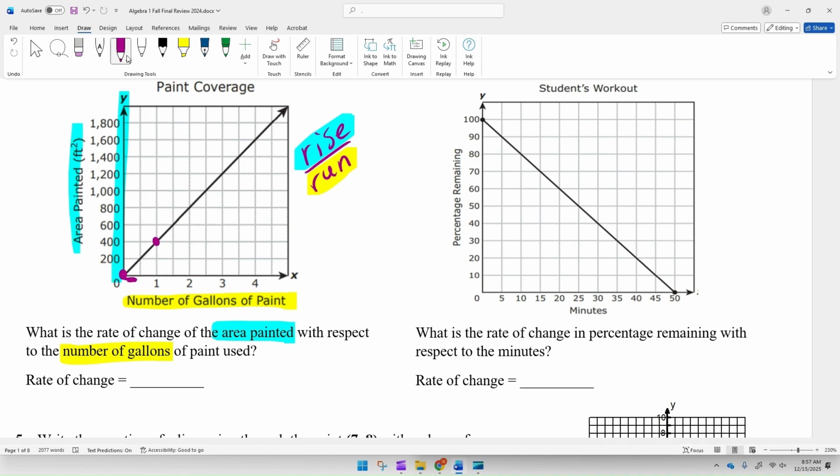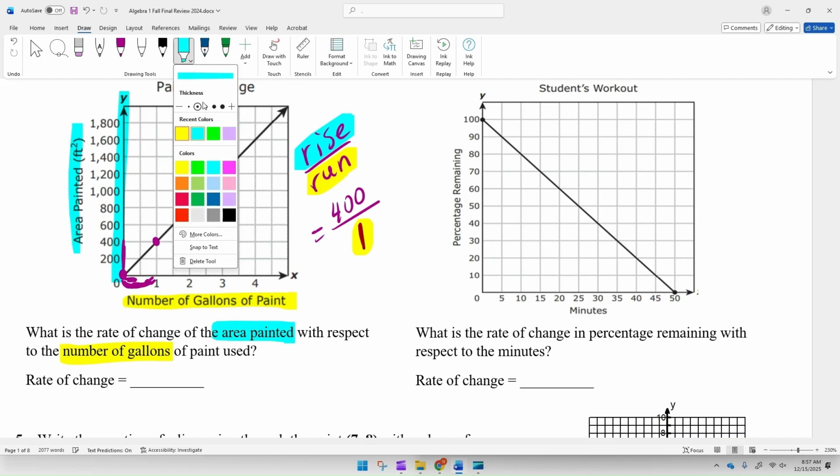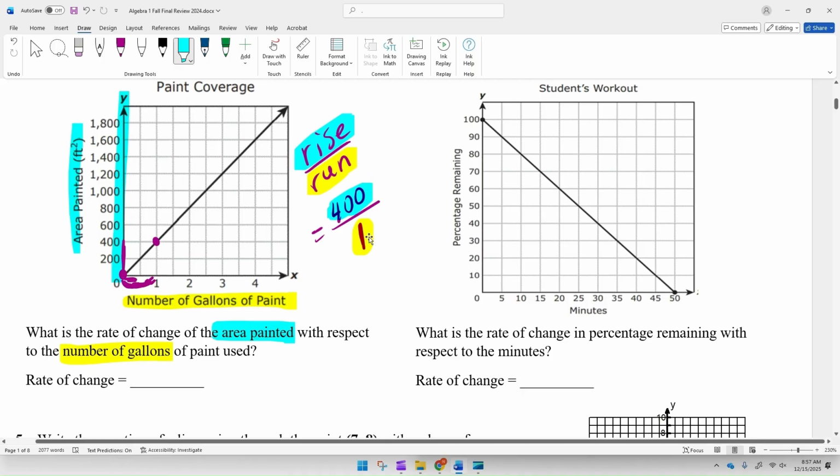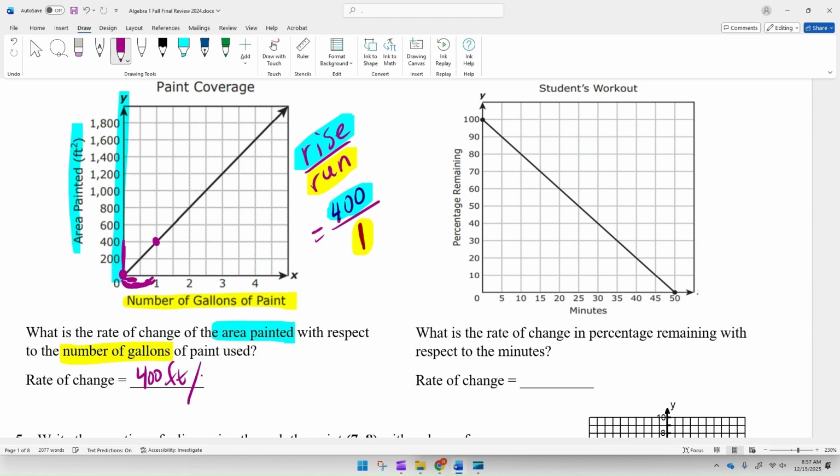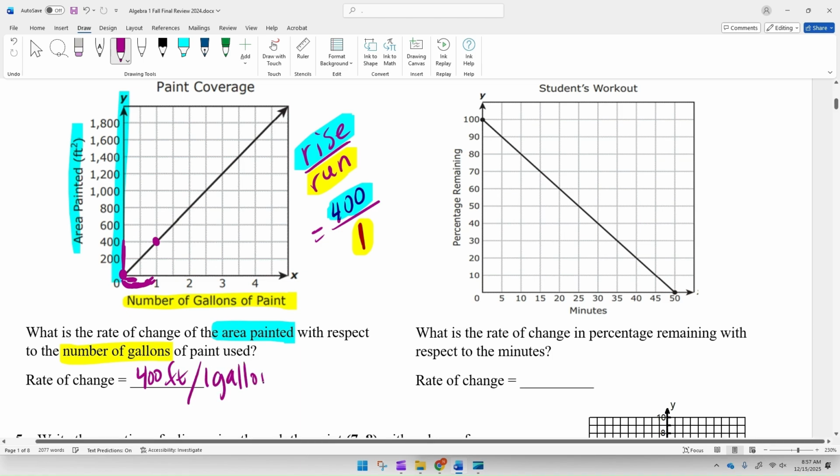So when you're looking at the rise, you have a rise of 200, 400, and then your run from here to here. The run from here to here is 1. So again, your run is 1 and your rise is 400. Now, 400 is the area painted, so that's 400 feet painted per 1 gallon of paint. I'm making sure you use the verbiage here because some of your answer choices may be related to that verbiage. All right, let's look at number 2.